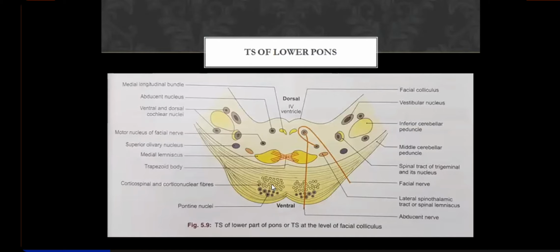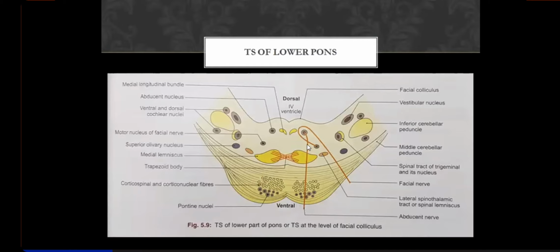So you find that the pyramidal fibers, these corticospinal fibers, will be here, as well as the pontine nucleus. I'll tell you about this when I'll be teaching you about the pons. So you've got a little idea about the different structures here. Remember, the lateral spinothalamic tract was running separately, right? And this tract is called the spinal lemniscus. Okay?